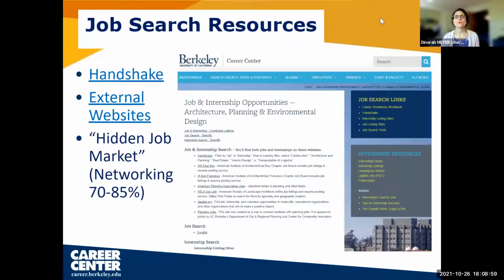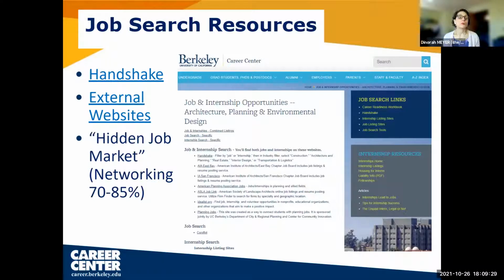Okay, so where do you find opportunities? Some of this you may know. Handshake, obviously, we promote Handshake because employers list jobs and internships on Handshake. And the nice thing about Handshake is that they're specifically looking for Cal students and recent alumni. So you're not competing with people outside, even though sometimes they will be posting in different colleges, but you can feel like they really are looking for Cal students or recent graduates.